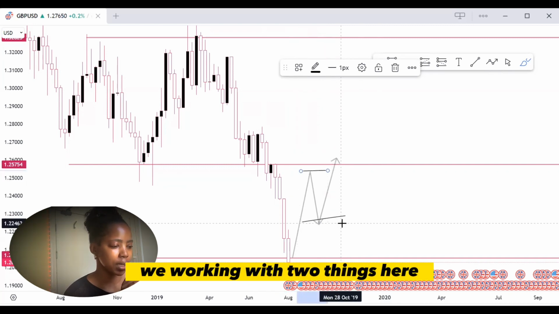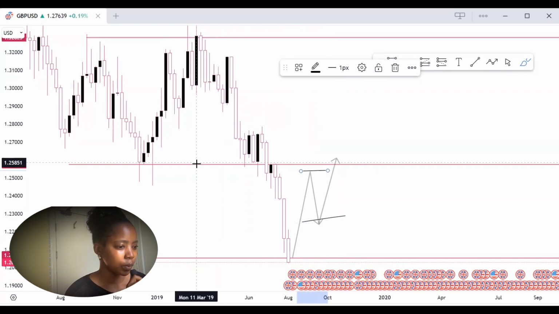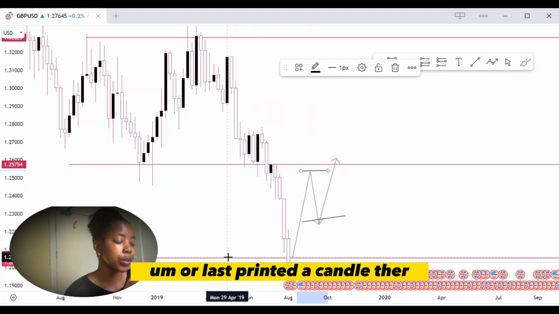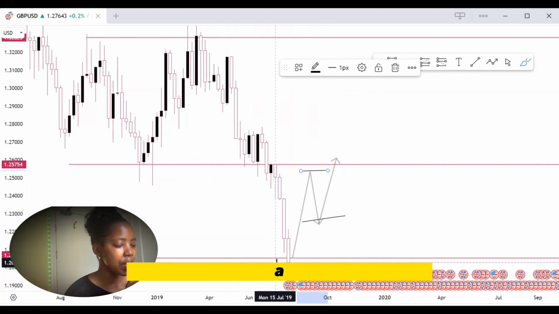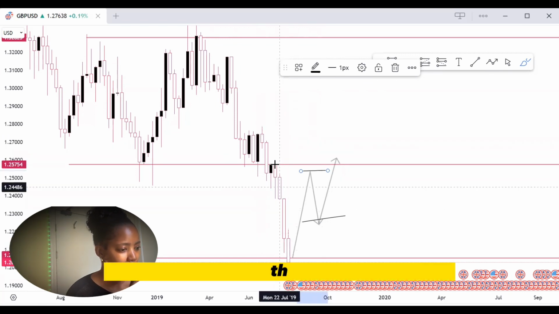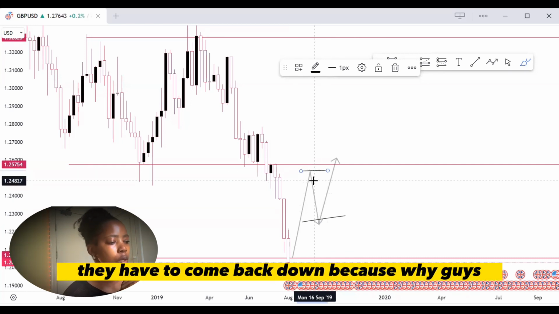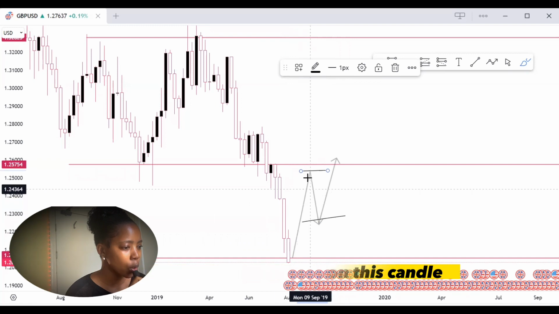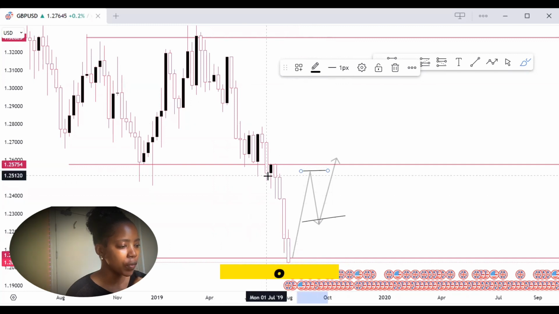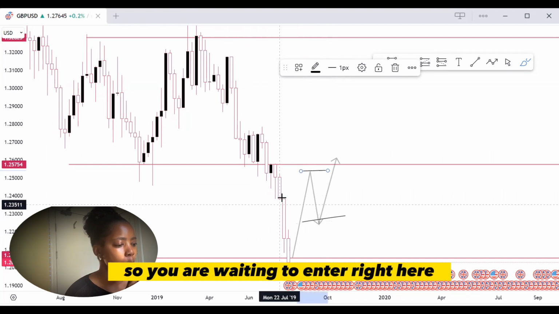You're working with two things here. You're not complicating anything. The first high, the middle, the end, where the market was, or last printed a candle there, the end there. And then if you're still not confident, they will go to close the middle. Then they will close this candle as well, push to the upside, come back down. They have to come back down because why, guys? There are orders that are left on this candle when they were pushing to the upside to close that level of a discount. So when they push to the downside, they're coming to close. So you are waiting to enter right here, okay?